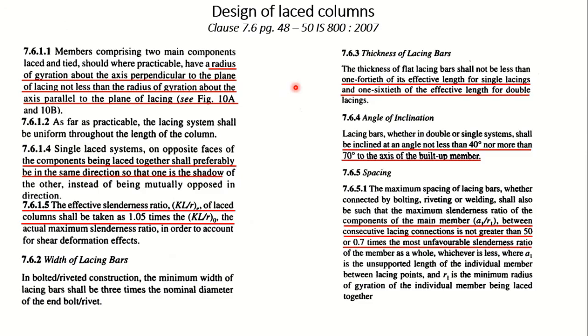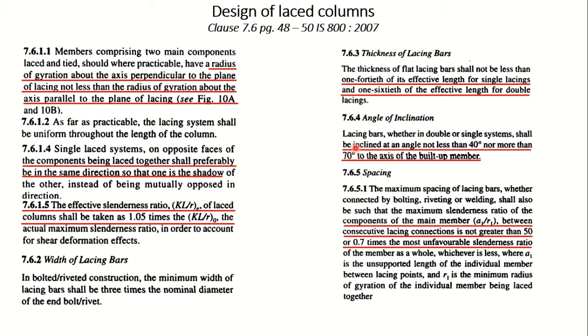So while deciding the thickness of the lacing bar, if you have provided the single lacing system, then thickness should be at least equal to 1/40th of the effective length of lacings. In case of double lacing system, it should be at least equal to 1/60th of the effective length of the double lacing system. So this will tell us what will be the thickness of the lacing bars.